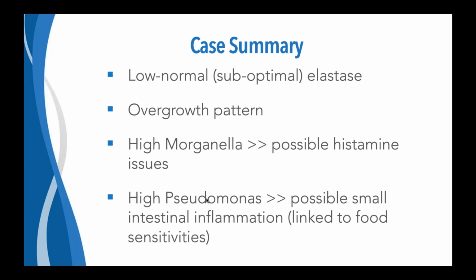So the case summary in this scenario is, once again, low normal suboptimal elastase and a general overgrowth pattern. High Morganella was also noted in this case. That's a possible contributor to histamine issues because Morganella is well established as a potential producer of high amounts of histamine. And then once again, we already talked about Pseudomonas, which could lead to possible issues with gluten and maybe the broader picture of food sensitivities, which of course may be related to the fact that this patient did have evidence of food sensitivities.